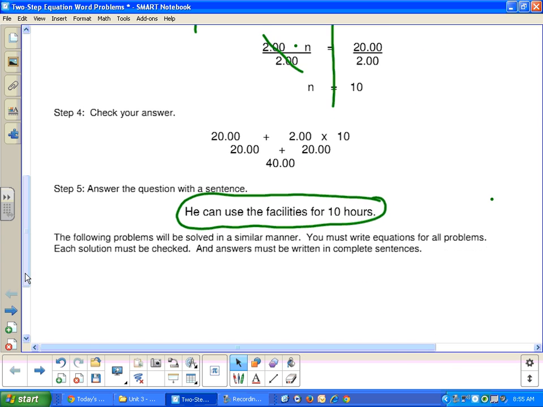So this says, the following problems can be solved in a similar manner. We want to write the equations for all of them. We want to check our solution, and we want to write our answers in a complete sentence. So, flip it over on the back.